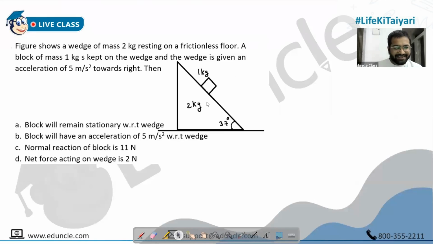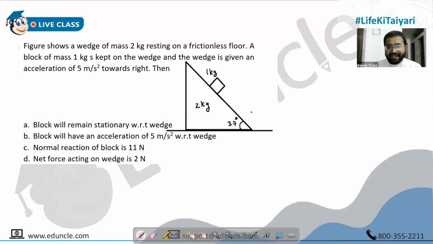The thing is, throughout our derivation, I have been writing acceleration as A, but they have given the value of acceleration already, which is 5, and we have not substituted that. It's just a 5 or 6 line problem. We just made a mess of it yesterday.